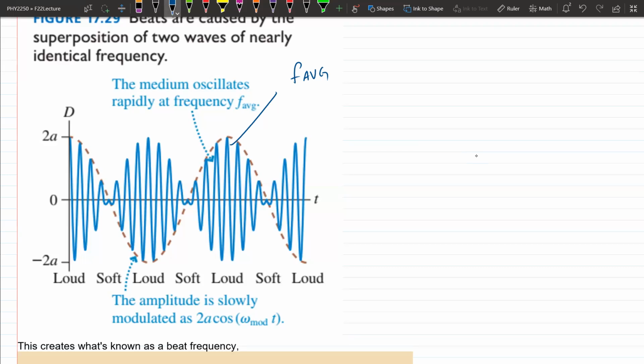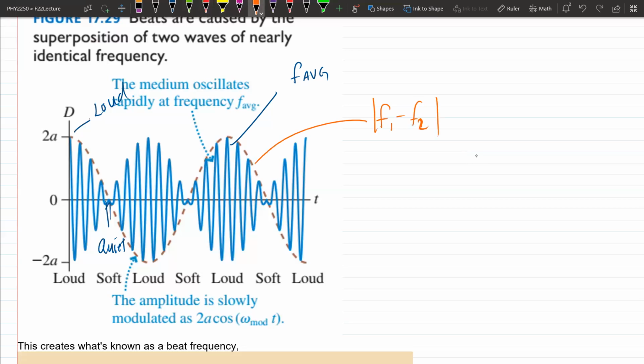Bigger amplitude means more power. In fact, the amount of power is the amplitude squared. So therefore, this is the loud part of the sound. Oops, I can't spell loud. This is quiet, and loud, quiet. This happens at a much lower frequency because this envelope here is actually characterized by the difference between the two frequencies.